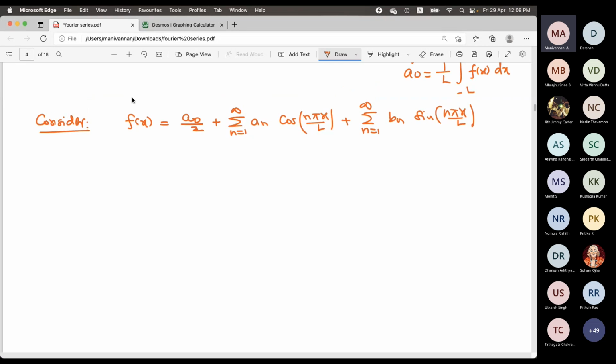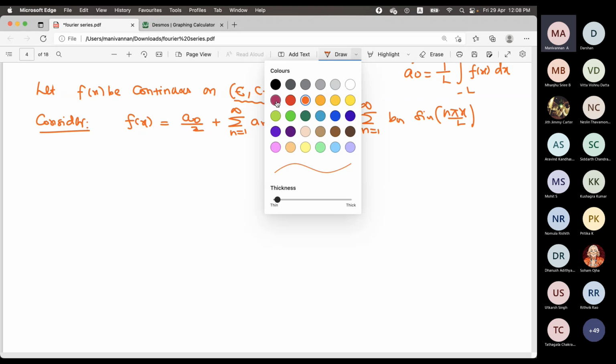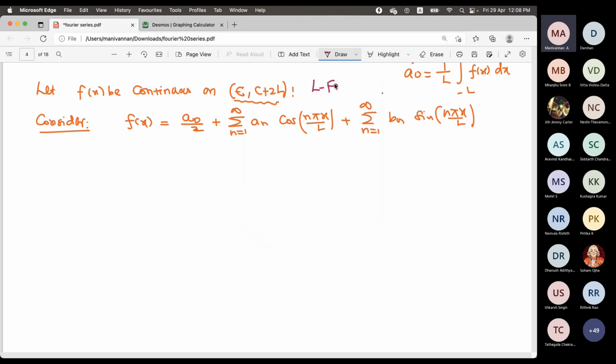Let f of x be continuous on an interval. Suppose I am going to take it as c to c plus 2L. The interval is now c to c plus 2L. So this form is called the L form. L may be a number also. Okay, so consider this here, a naught.